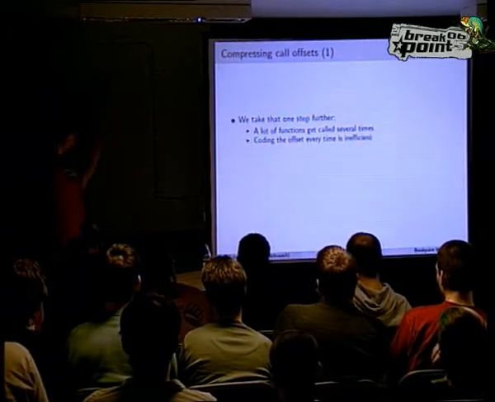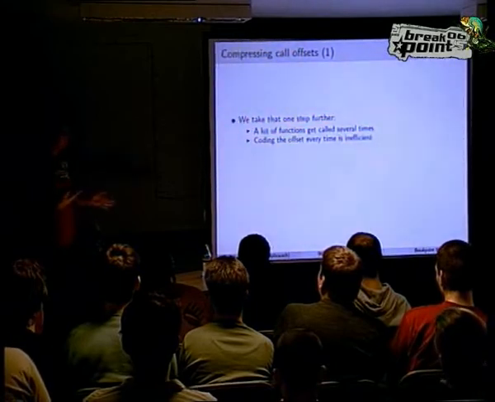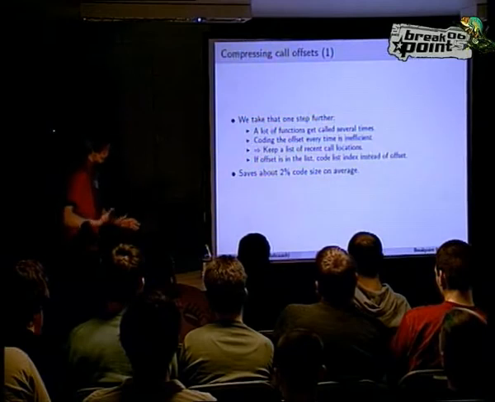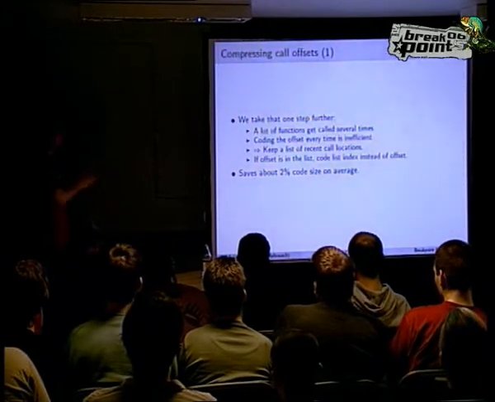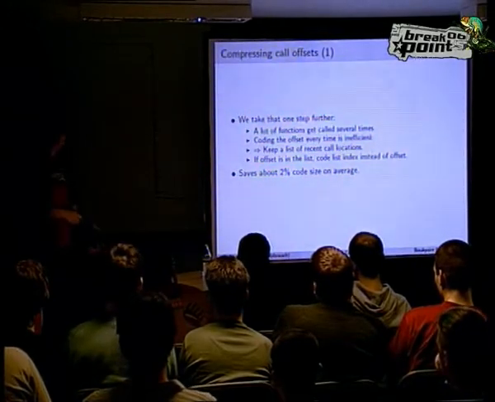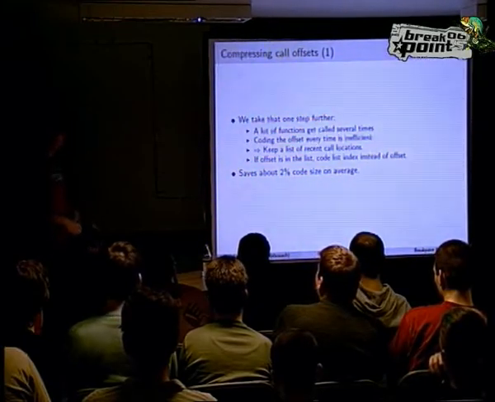Even if the offset is the same every time, you don't want to code it in full every time. What you do is keep a list of locations that got called in the recent past. It doesn't even have to be unique. You can have the same entry in multiple points in this list. It doesn't matter. This makes list management a bit easier.